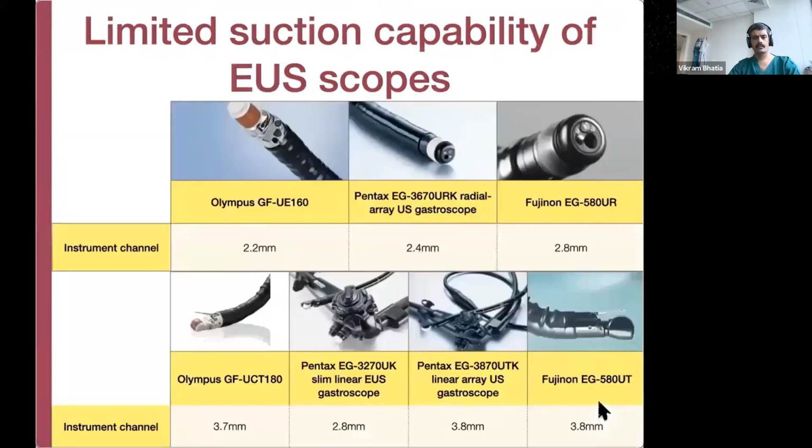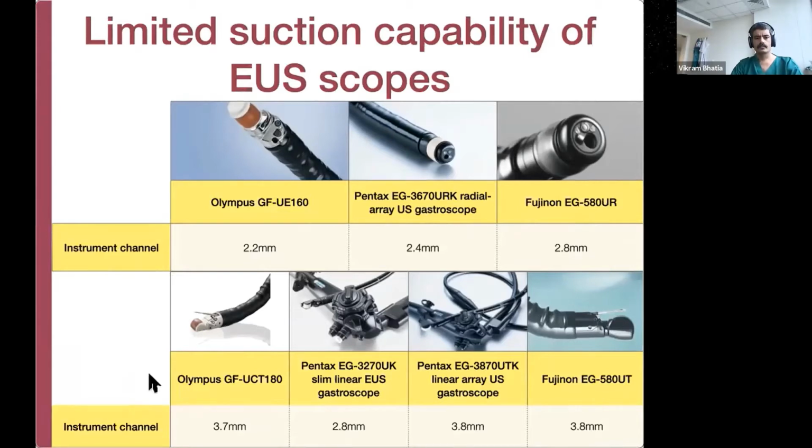This is also because the standard EUS scopes have a limited suction capability. The Olympus latest UE160 radial scope has a very small channel of only 2.2 millimeters, although the Fujinon radial has a big 2.8 millimeter suction channel, allowing it some suction capabilities. Most of the linear scopes, or in fact all of the linear scopes, have instrument channels of 3.7 to 3.8 millimeters, giving them some suction capabilities, but it is always wise to prepare the patient and the mucosa adequately before the EUS examination.